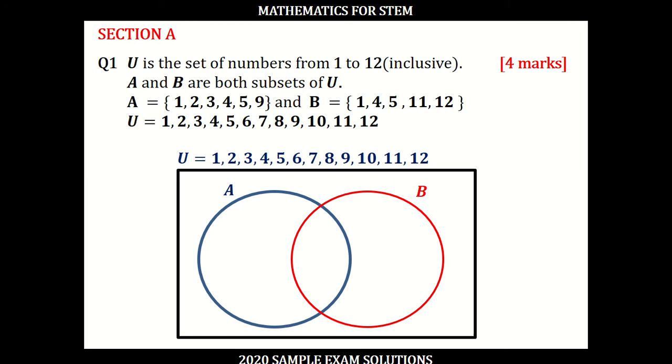Okay, in section 8 there's 12 questions. You have to answer any 10 of them. So question 1, U is the set of numbers from 1 to 12 inclusive. A and B are both subsets of U.